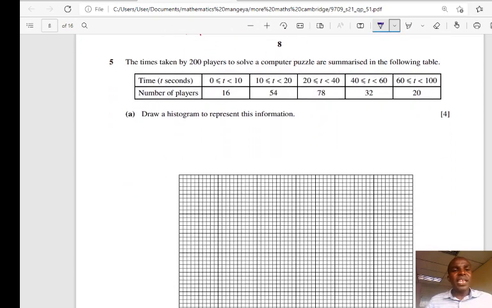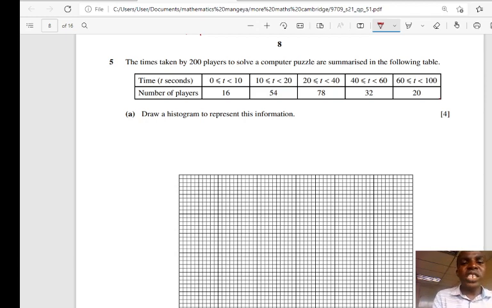Question number 5. The times taken by 200 players to solve a computer puzzle are summarized in the following table. Time t seconds, number of players, that's the frequency. Draw a histogram to represent this information. Right, histograms have two different cases: equal class width and unequal class width. When there is equal class width, we use frequency on the vertical axis. But if the class width is different, then we have to calculate what is known as frequency density.